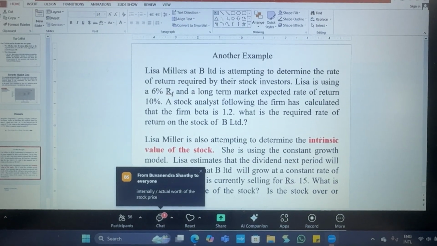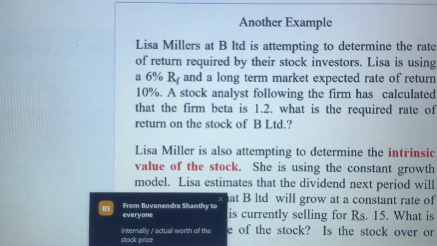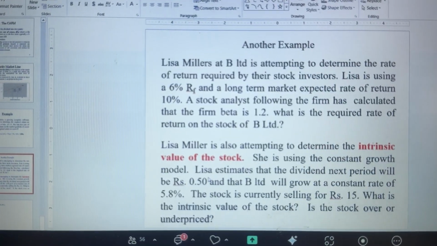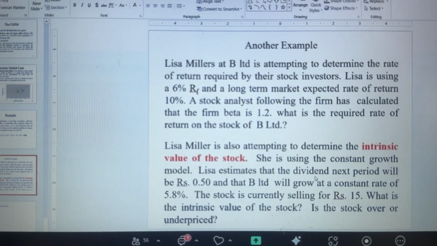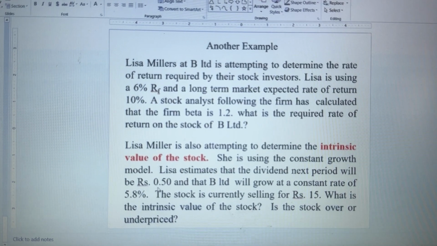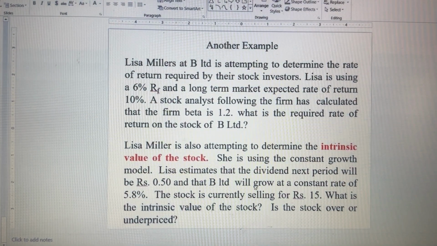Okay, so here is what we are doing now. We are using the constant growth model for B Limited to estimate the dividend next period. The dividend next period is given as 0.5, and B Limited will grow at a constant rate of 5.8%.